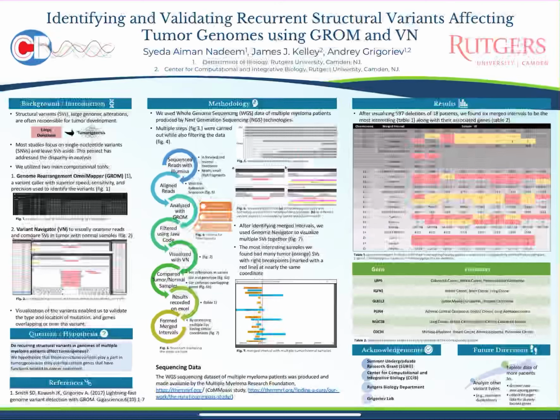The first tool is the Genome Rearrangement OmniMapper. This was developed in the lab and is used to identify the variants. The second tool is the Variant Navigator. This is used to visualize the variants.